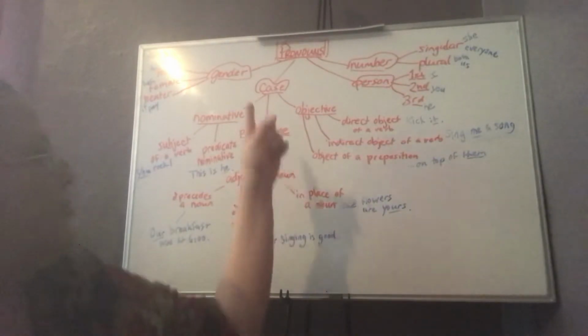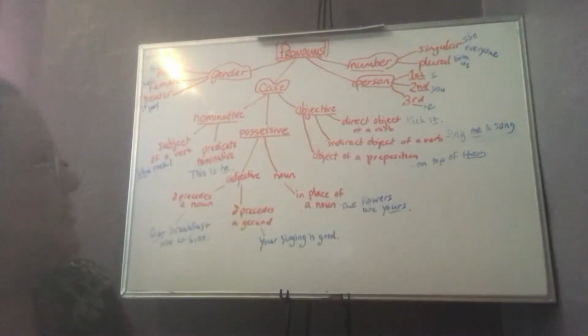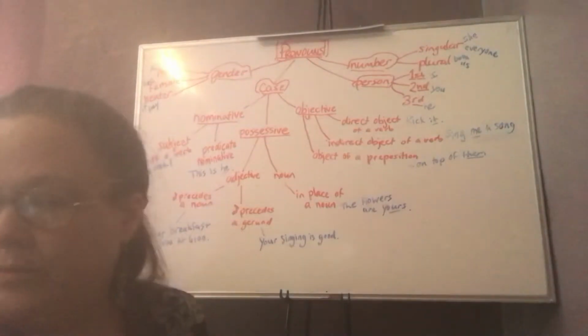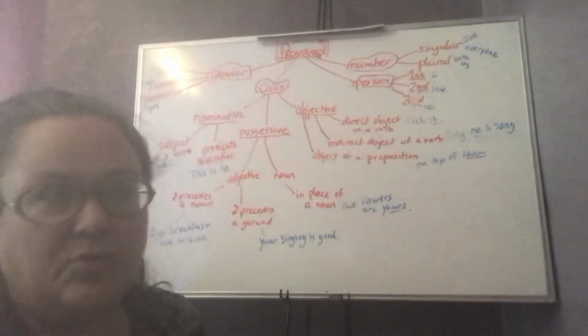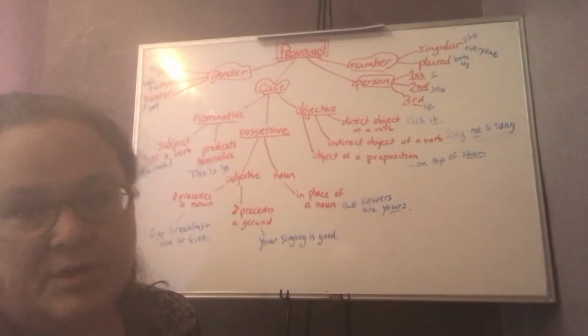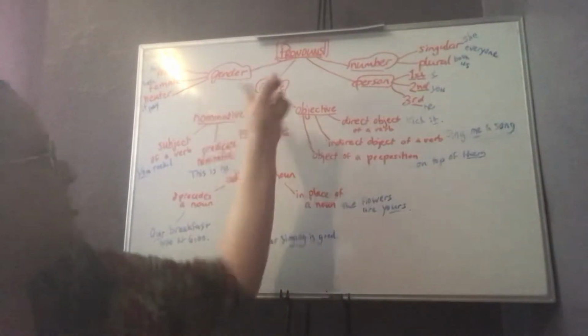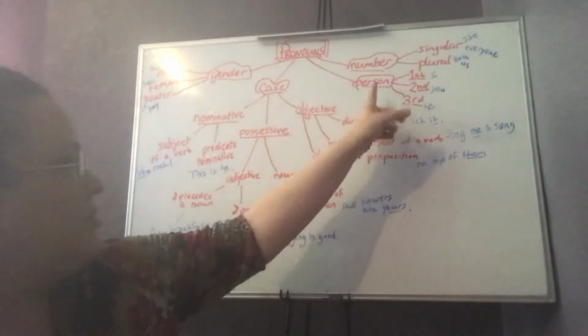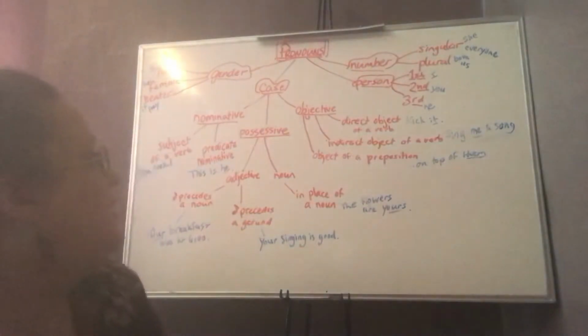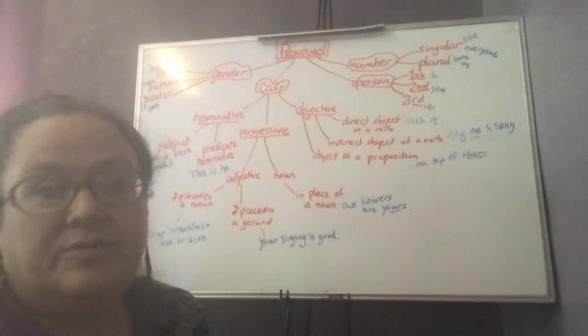So there are four things that we need to think about in terms of pronouns. Four ways that we can divide them into categories: by gender, by case, by person, and by number. Gender just means male, female, or neuter.